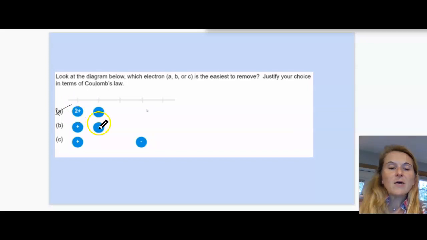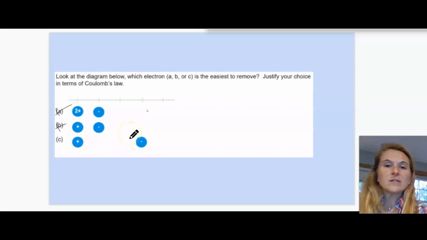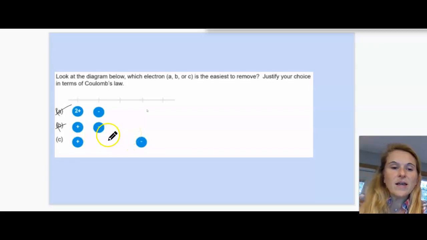Now we're comparing B and C, and now we're talking about distance. We're comparing R. Obviously C has a greater distance between the two than B, so that gets rid of this one. So this has the smallest Q, or electrical charge, and the greatest distance. So our denominator is big and our numerator is small, so it's going to be C.